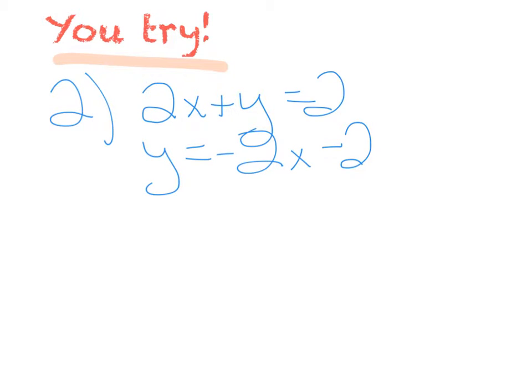Here's another one to try. Here your system is 2x plus y equals 2, which is in standard form, so intercepts may be the way to go to graph this. Your second equation is y equals negative 2x minus 2, which is in slope-intercept form. Again, pause the video, take a minute and try it. When you think you've got the answer, hit play again and see if you are correct.